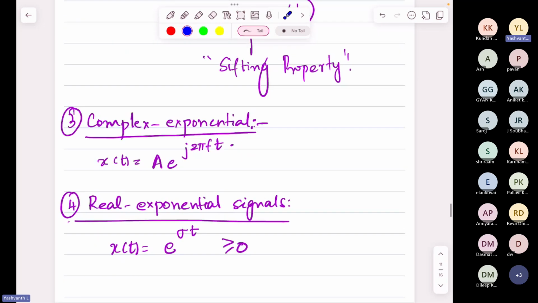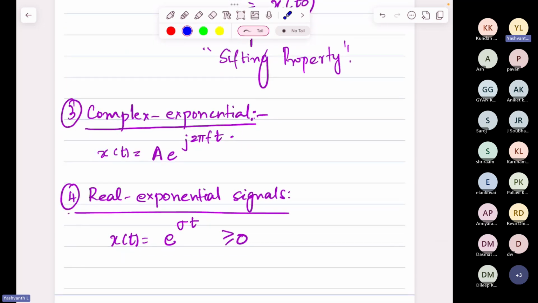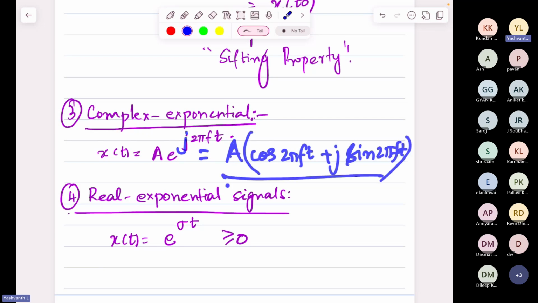Now, another signal is called the complex exponential. That is, if your x of t is something like this, A times e power j 2 pi f t, this is called a complex exponential function. Why is it called complex? Because you have a j. This is essentially nothing but A times the bracket of cos 2 pi f t plus j times sine 2 pi f t. Okay, this is basically a complex exponential signal.